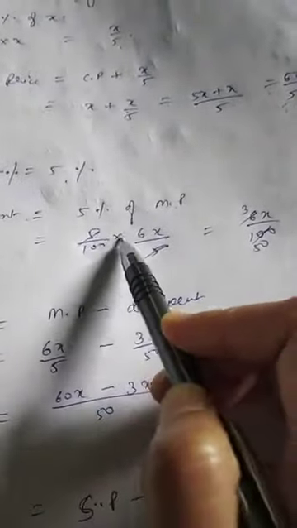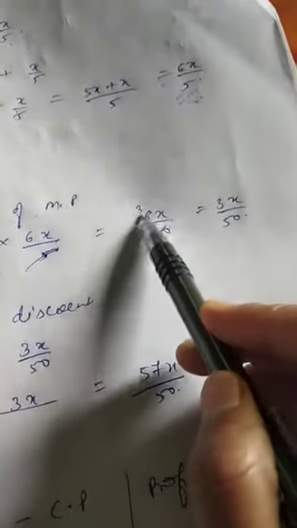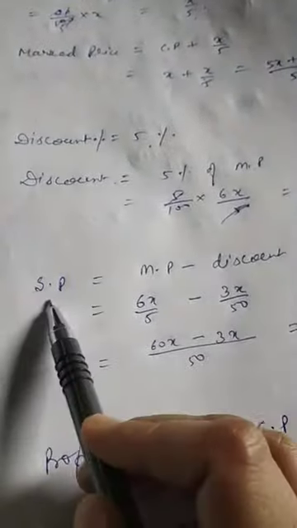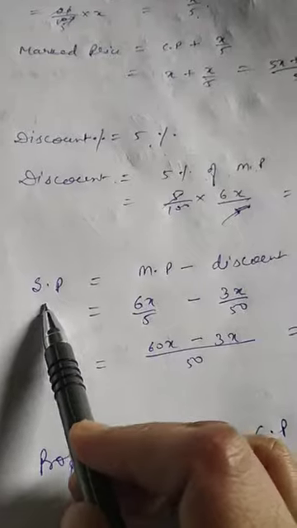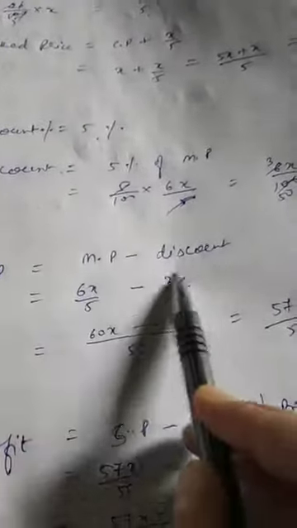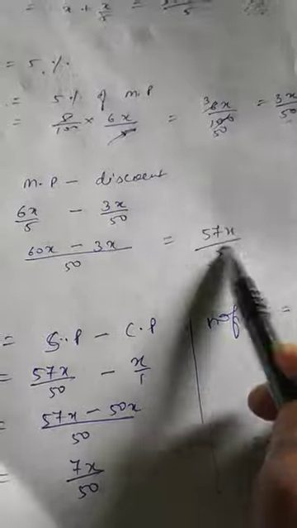Then 5 by 100 into marked price, which is 6X by 5. 5 will get cancelled. 6X by 100. This can also be cancelled. 2 3s are 6, 2 50s are 100. 3X by 50 is the discount. If you know the discount, then we can find out the selling price. Selling price is equal to marked price minus discount. Marked price is this, discount is this. You can see we have taken out. Take the LCM, we will get 57X by 50.